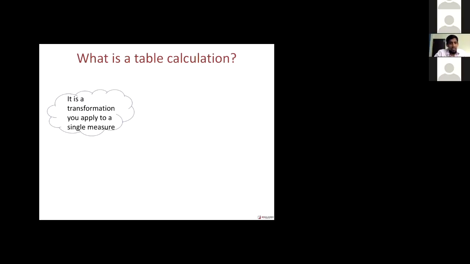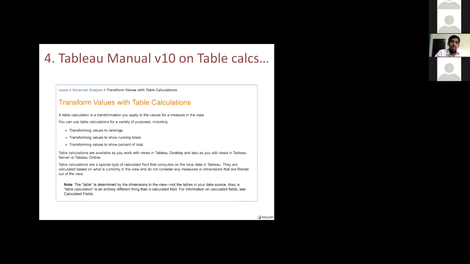If I just go back to the version 10 manual, to me this actually is a better version. I mean, the best that I've seen in the definition so far. First time it talks about a view. It says in a view, that means we are talking about a report within Tableau, not a database table. And it's saying you are applying a transformation. Transformation is a technical word, jargon.